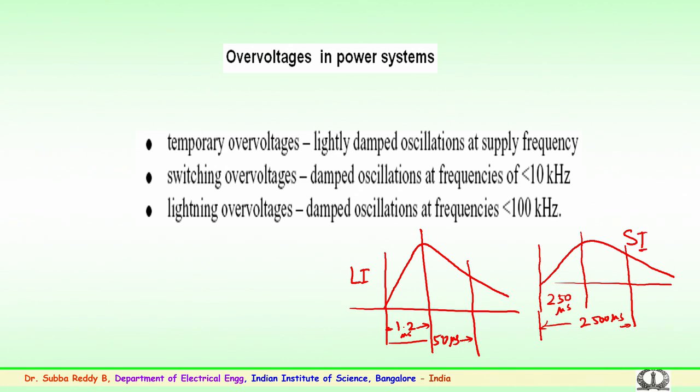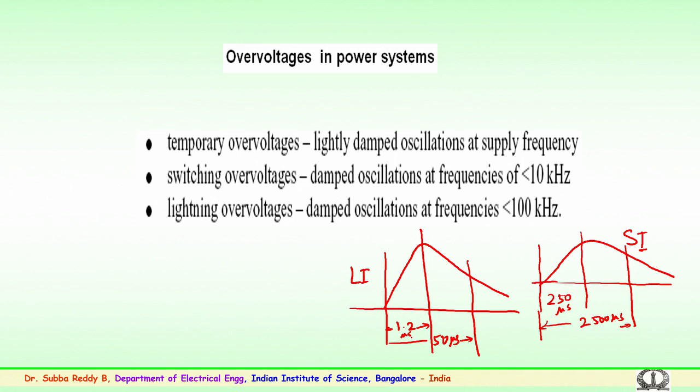So, switching over voltages, as I was mentioning, are damped double exponential oscillations which may occur at frequencies less than 10 kilohertz. The switching over voltages are of this nature, where the front time will be somewhere around 250 microseconds and the tail time is 2500 microseconds. The front time to tail time is 250 by 2500 microseconds. These normally happen because of the closing and opening of the circuit breakers in a transmission system.